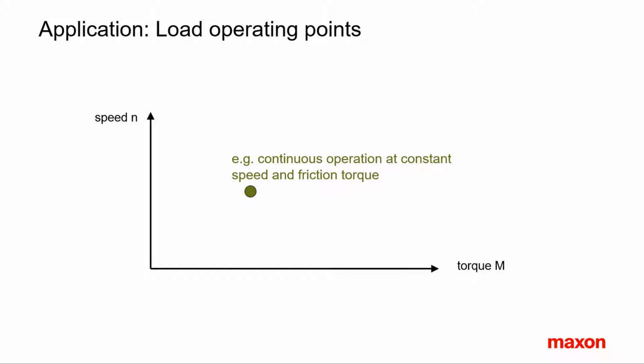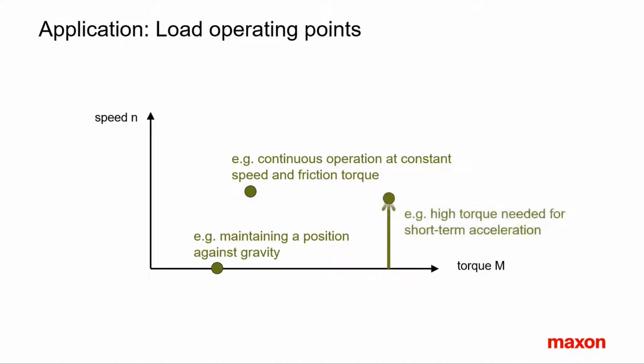In our standard diagram with motor speed as a function of torque, this can be represented as points of operation. For example, a constant operation at a given torque and speed, or maintaining a position against some external force at zero speed, or speeding up a mass inertia. Usually that's where the highest torque occurs. The use of a gearhead is advisable if the speed is low, typically well below 1000 RPM, and the torque is relatively high.